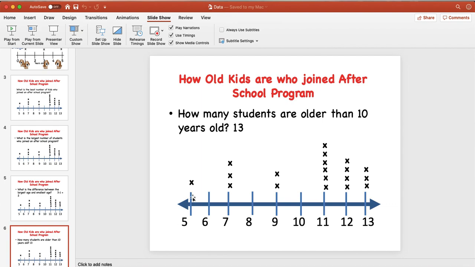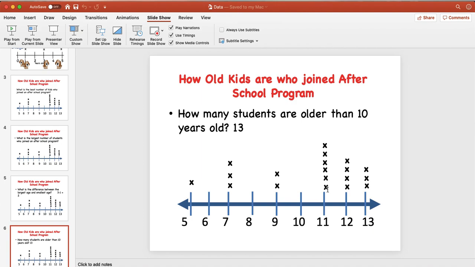So what we're looking for is in the direction to the right, we're looking at 11, 12, and 13, because those ages are bigger. They're greater than 10. So there isn't any over here on 10, so we're going to start from 11, and we're just going to count the number of X's, which represent the number of students, like I said, and we're just going to get a total.